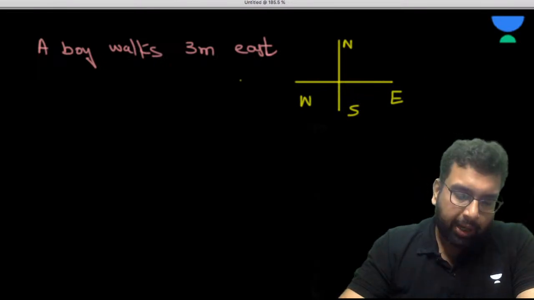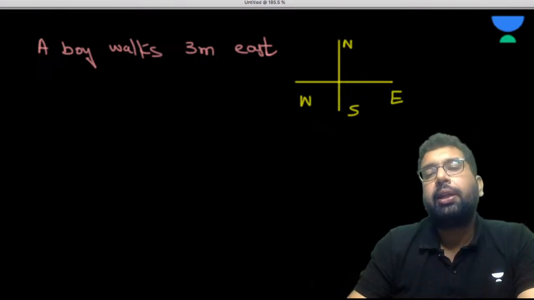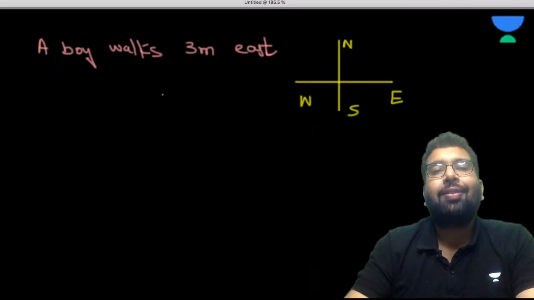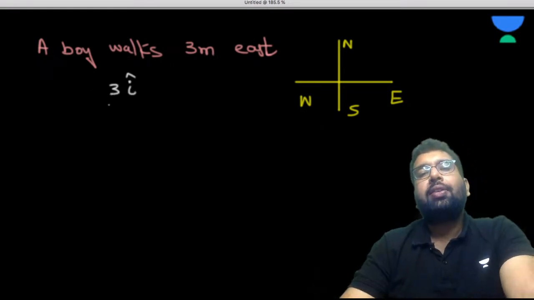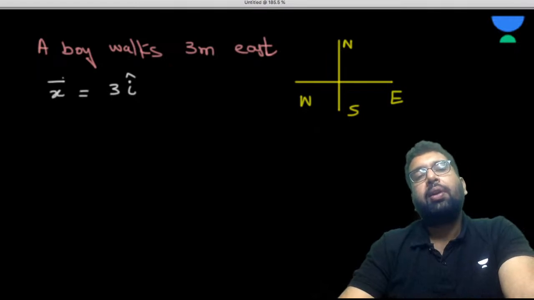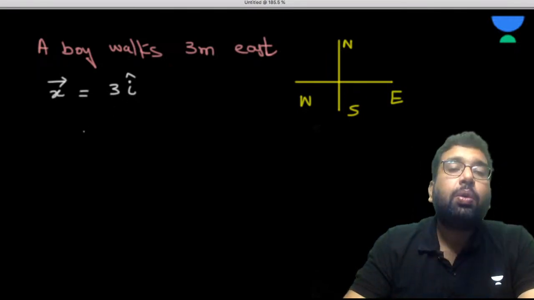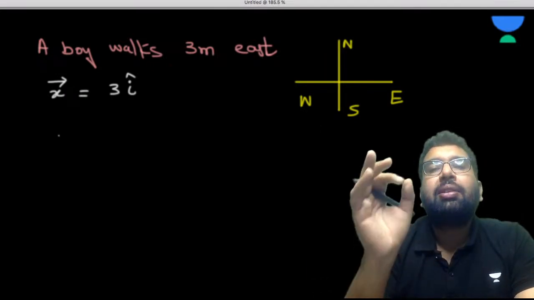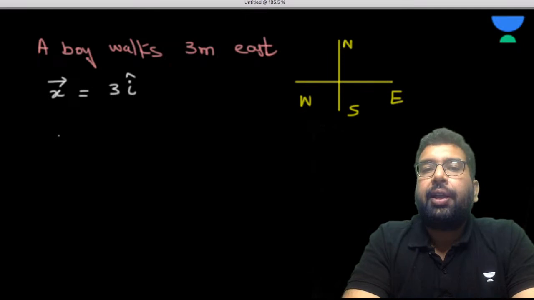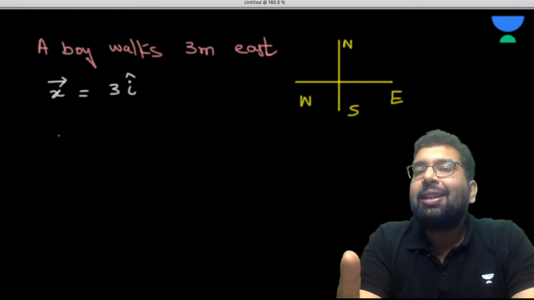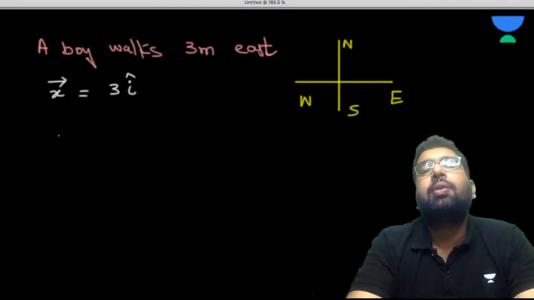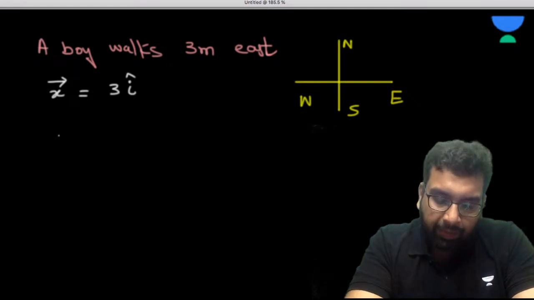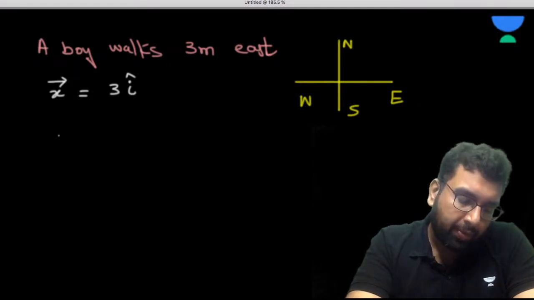So from some point, if someone walks 3 meter east, how are you going to represent it using a vector and unit vector? You can write 3 i cap. Are you getting my point? Let's suppose the vector x is 3 i cap. So right away you understand that this is a vector of magnitude 3 and the direction is positive x direction, because whenever you give any vector, you are required to give two things: one is magnitude, one is direction.